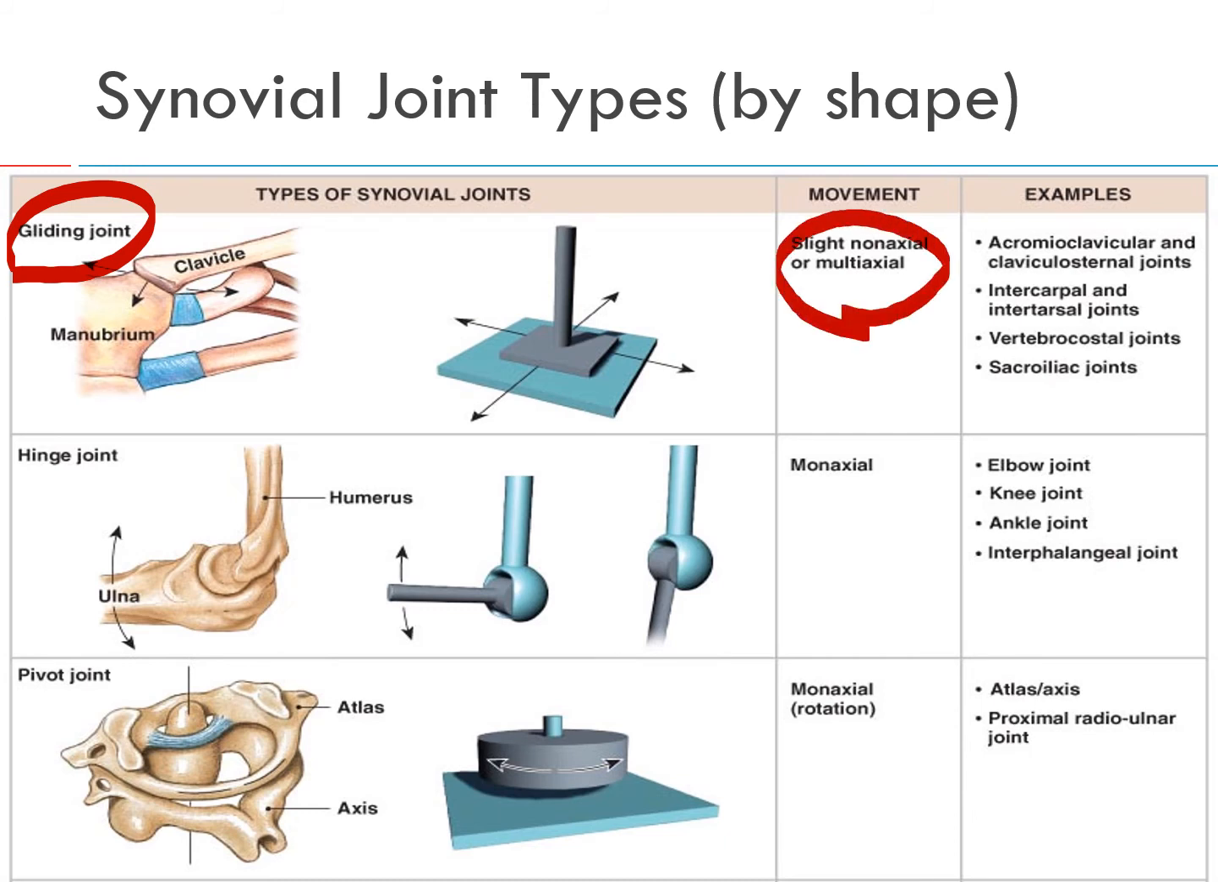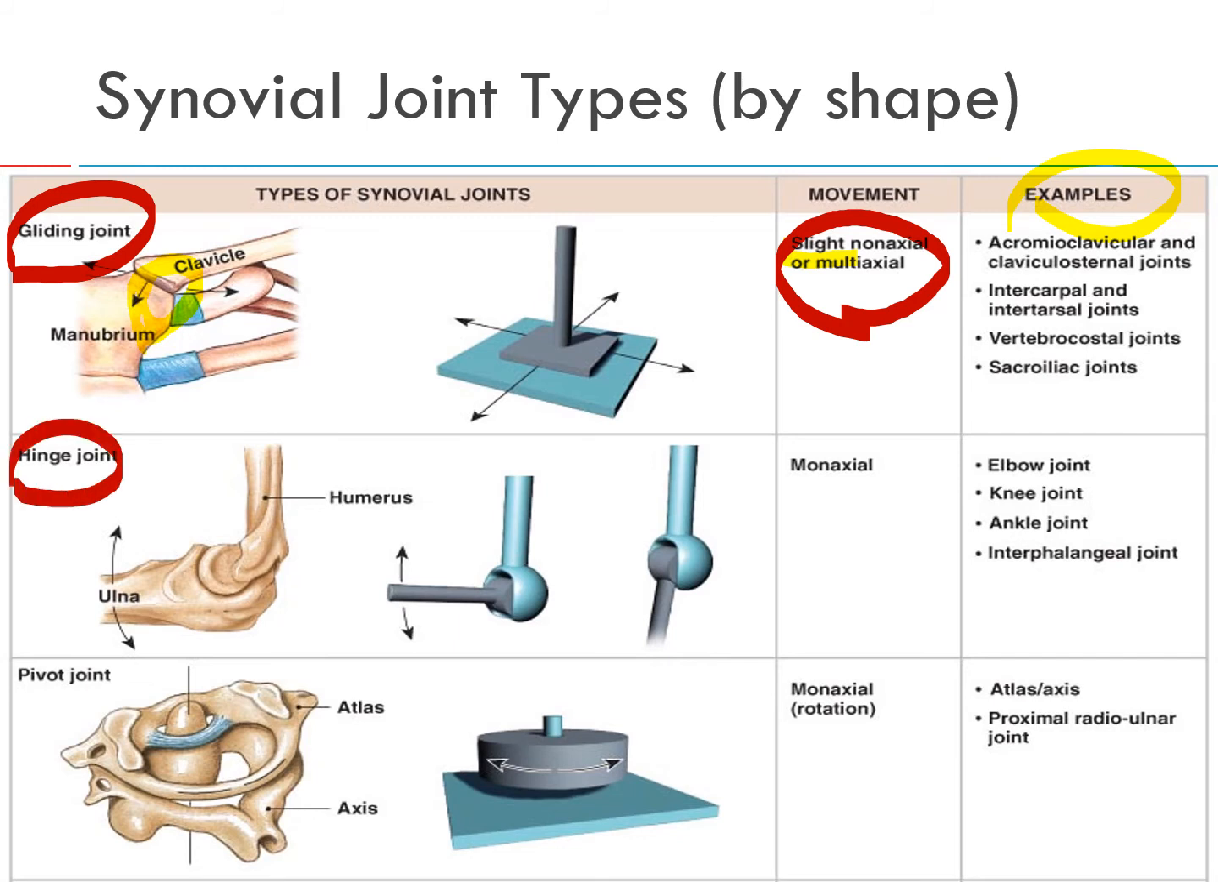We have a gliding joint. It is non-axial or multi-axial, but the movement is slight. That's very important, that it is slight movement here. Some examples over on this side are the acromioclavicular joint and the claviculosternal joints. That's what they're showing right here, this claviculosternal joint. Intercarpal and intertarsal joints, so the joints between your carpal bones and between your tarsal bones. Vertebrocostal joints, where your ribs come into the spine. And then your sacroiliac joints, which is two big bones bound together with a very limited movement.